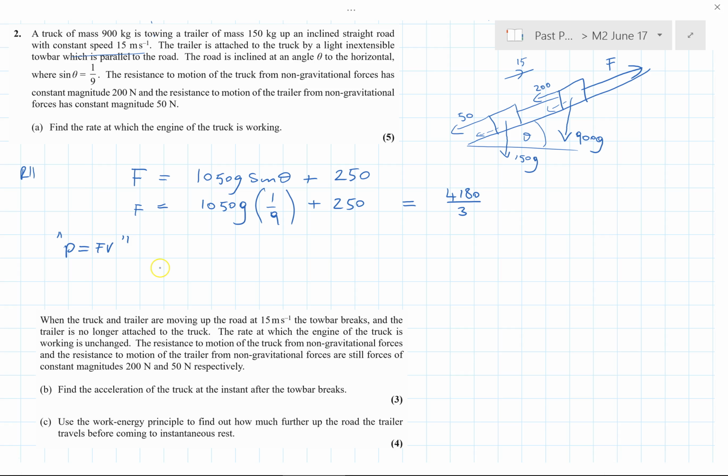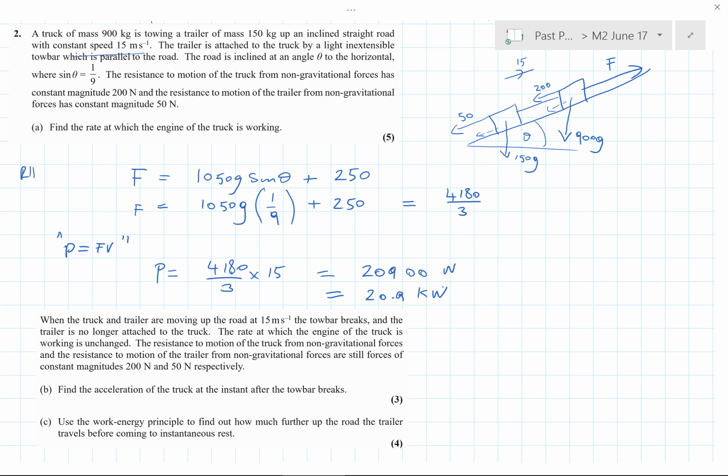So that will be 4180/3 times 15, which is equal to 20900 watts. I could give it in kilowatts, I suppose. I don't think it matters, but I'll give it in kilowatts too. There we go. So that's the first part.